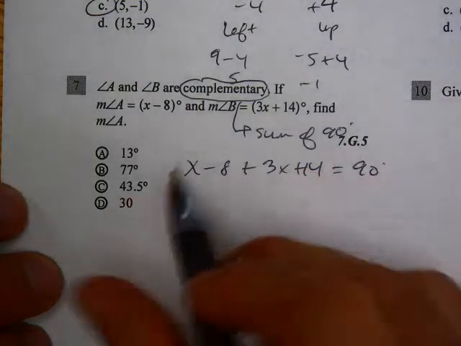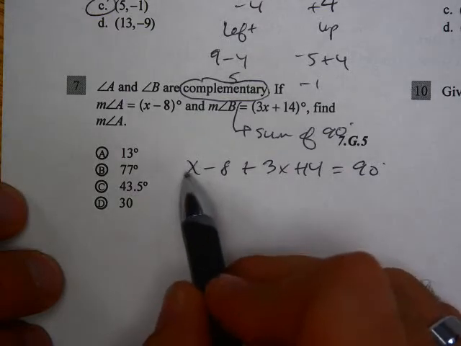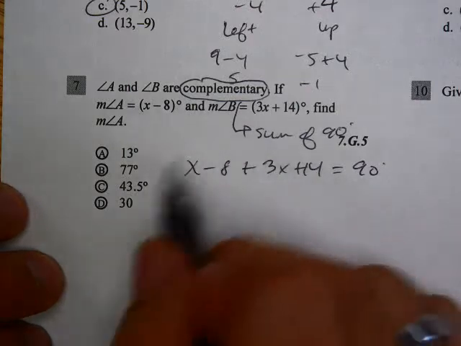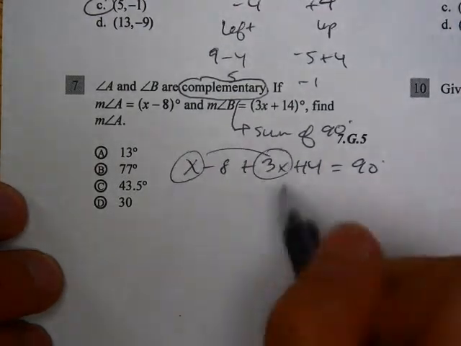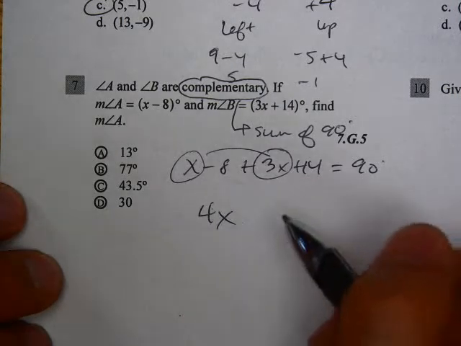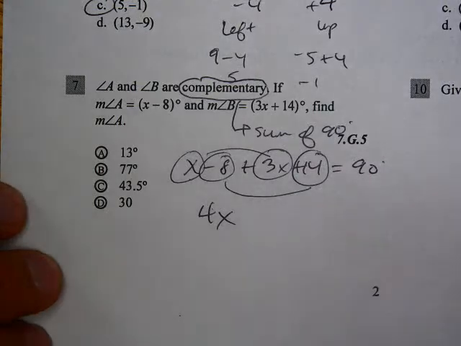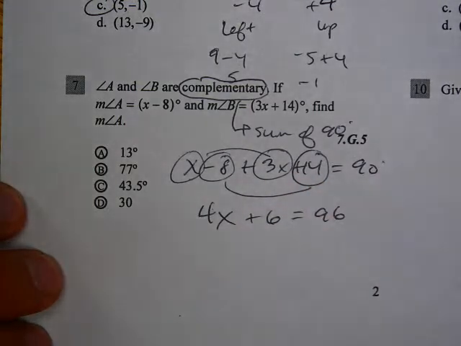I combine my terms, and this is a very common algebraic mistake. A lot of people want to say, oh, I have to do the opposite, it's minus x, minus x. But remember, when they're all on the same side together, we're just combining. I'm taking this x and this 3x, and I'm combining them to get 4x. I'm taking this minus 8 and this plus 14, and combining those together. That gives me positive 6, so 4x plus 6 equals 90, of course.